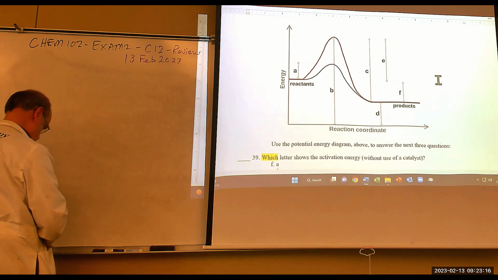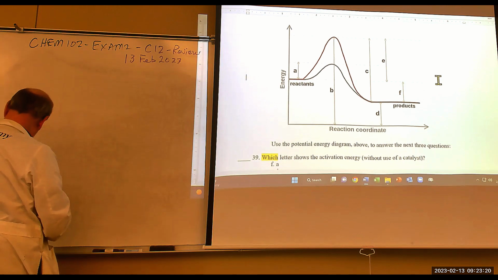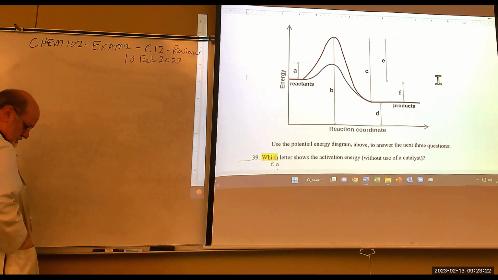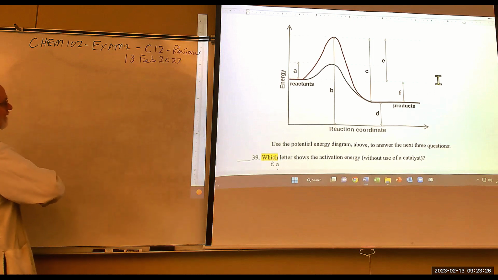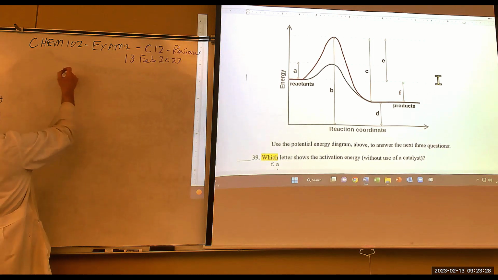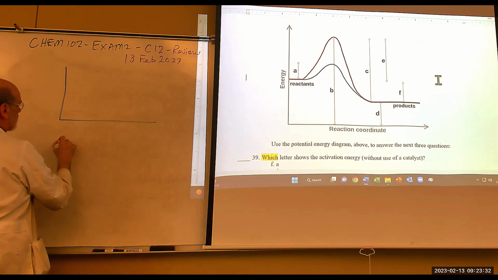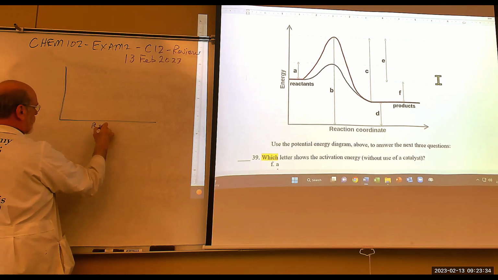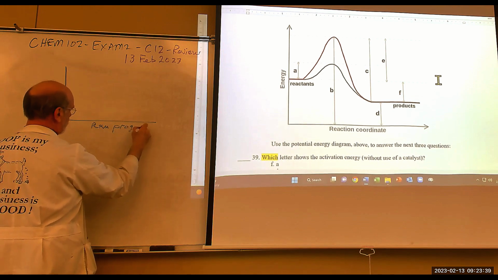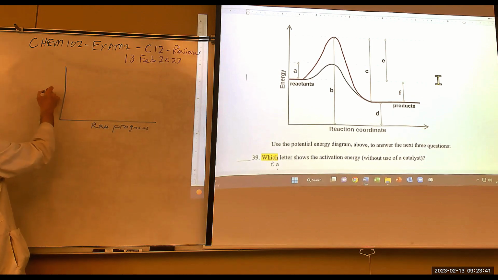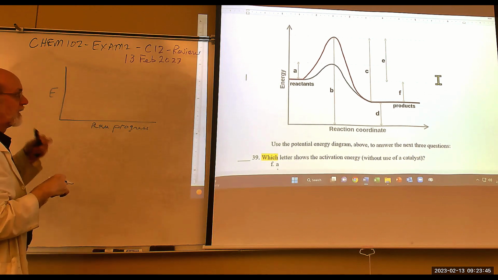In fact, let me just draw it with a different marker. So that's green. What about blue? So we have this diagram, right? And this is reaction progress. And this is energy, actually potential energy of the components.